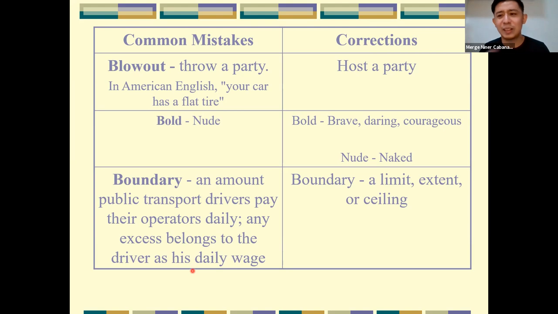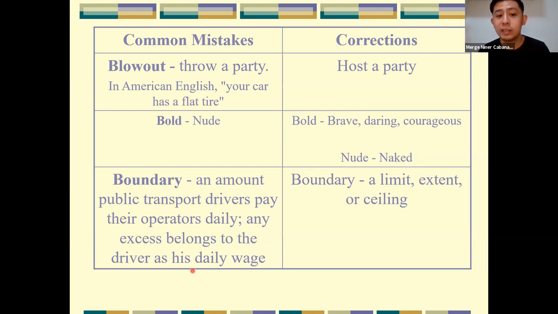But boundary isn't near. Okay, boundary is nowhere near the actual expression, the actual terminology for that, because boundary means limit. Boundary means extent or ceiling. Hangganan, hanggang dito lang. All right, so when you say boundary, I'm drawing a square right here. You cannot go beyond it. So that means it's out of bounds, or out of boundary. So it means that you're pushing beyond. That is the actual definition.